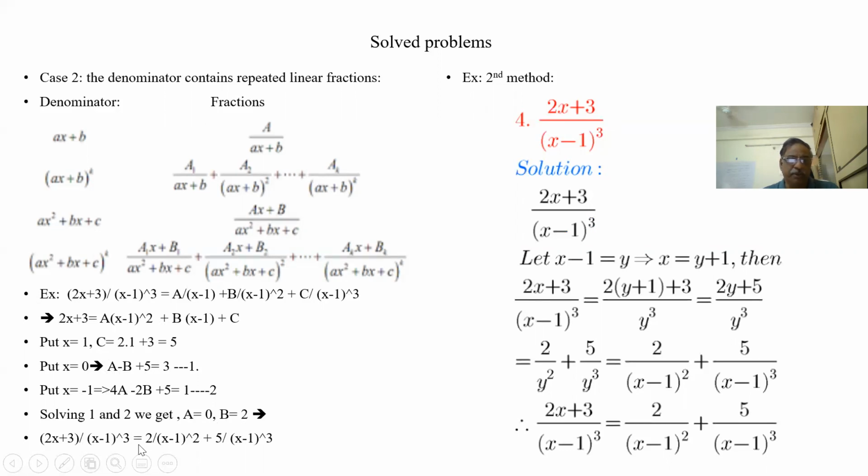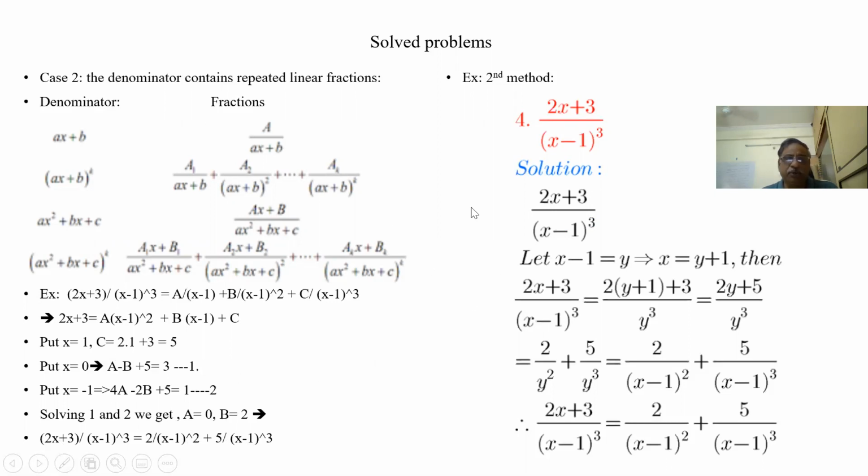So what does this become? 2 by x minus 1 whole square plus 5 by x minus 1 whole cube. If I do the LCM as x minus 1 whole cube, what am I getting here? 2 into x minus 1, that is 2x minus 2 plus 5. So 2x plus 3 is appearing.